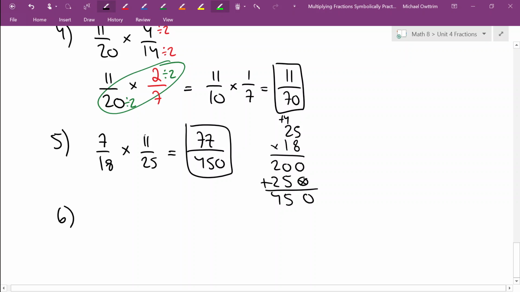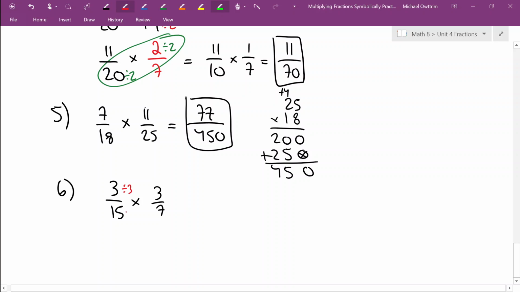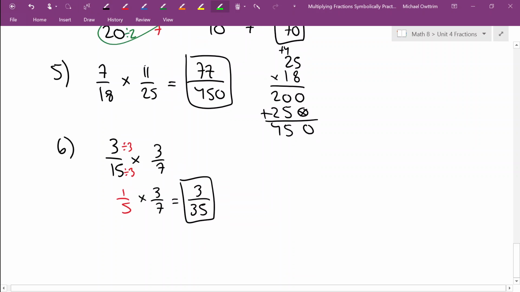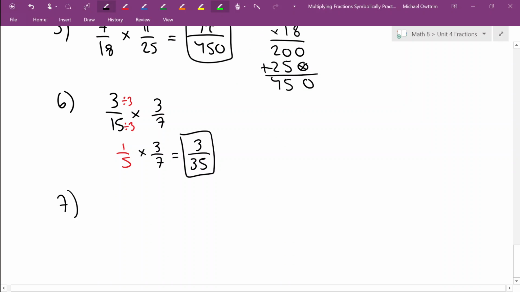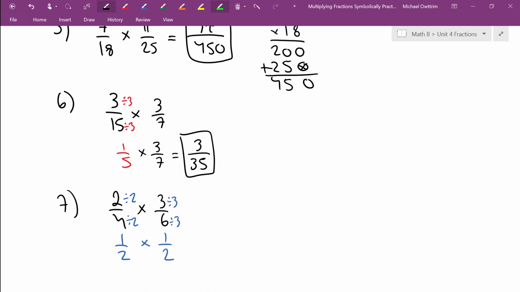Alright, question 6. What do we have here? 3/15. That's going to simplify times 3/7. I'm going to divide both top and bottom in that first fraction by 3 to get 1/5, multiplied by 3/7. 1 times 3 on the top is 3, and 5 times 7 on the bottom is 35. Question 7, I got 2/4 times 3/6. Let's simplify. 1/2 times 1/2. And 1 times 1 on the top is 1. 2 times 2 on the bottom is 4.